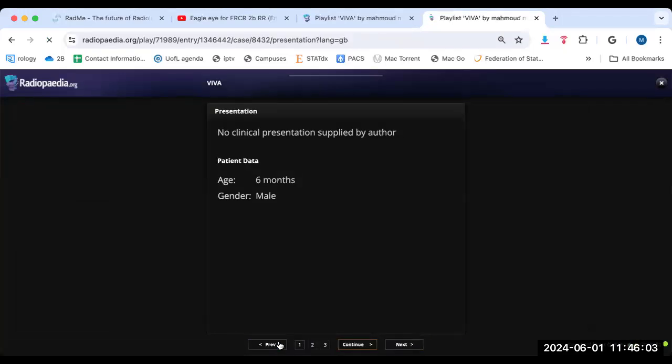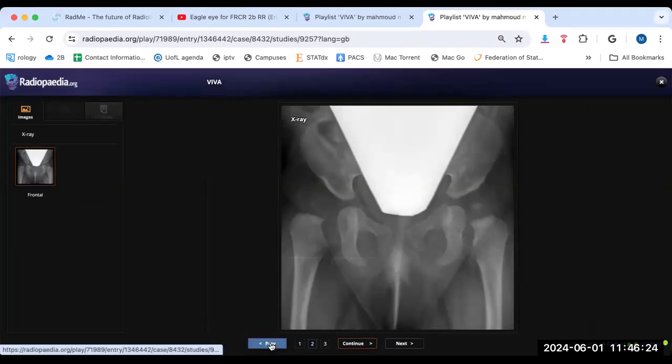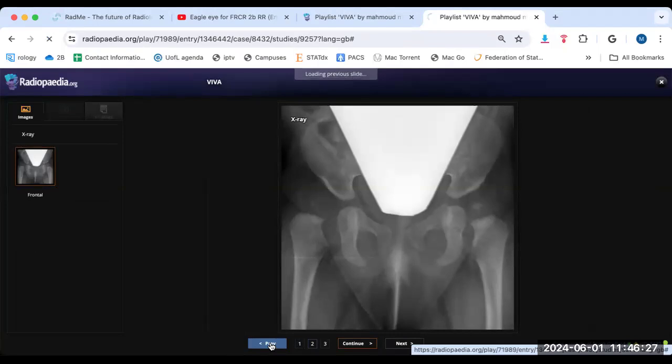The prior one was very easy also, the DDH. The hallmark of the DDH is the acetabulum deformation. You must look for the acetabulum first, the acetabular roof. It is very shallow, and this is a simple case of DDH. And don't forget the septic arthritis.